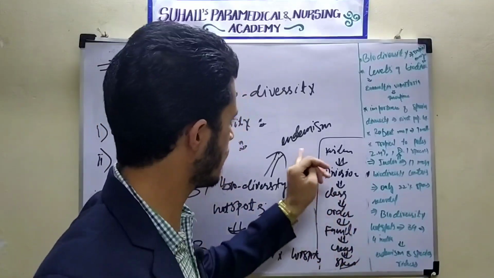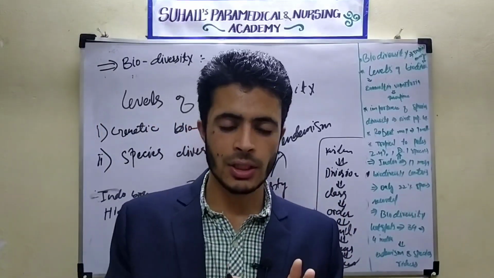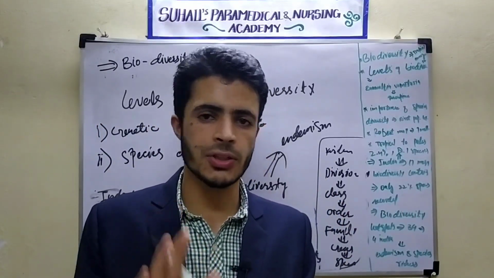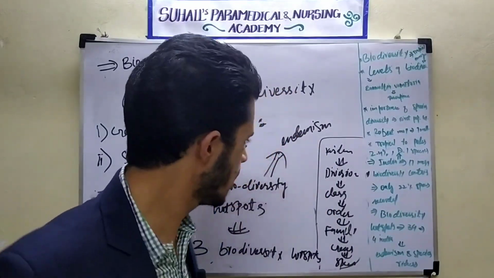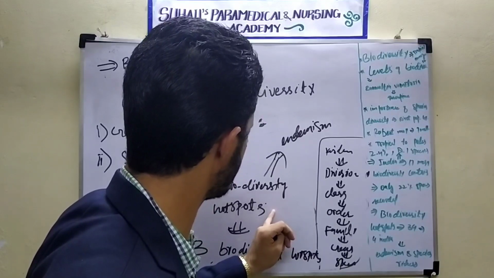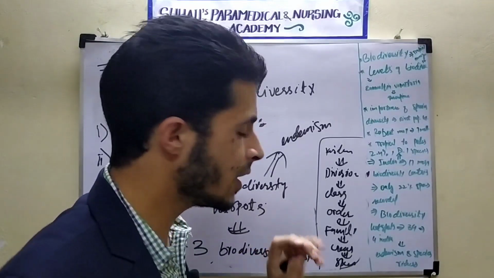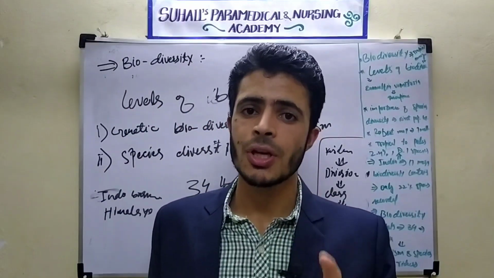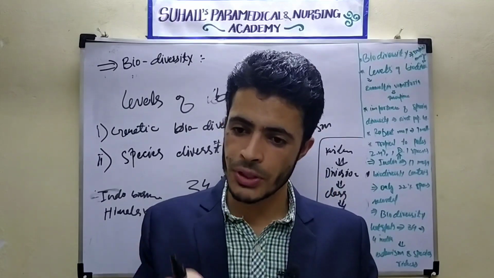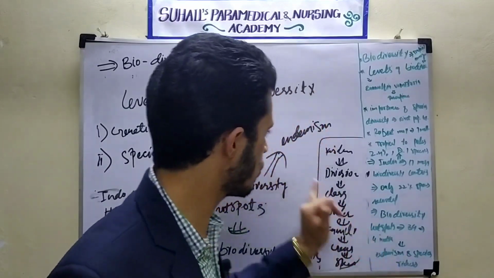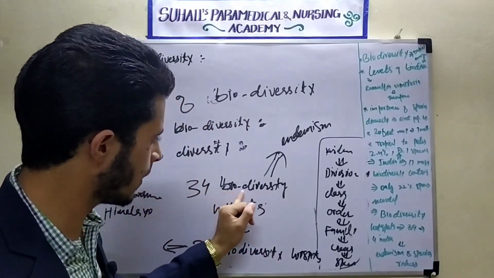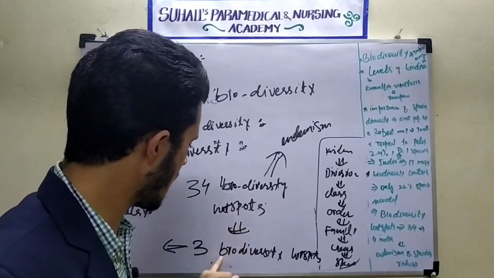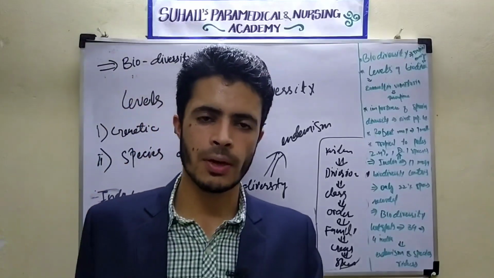So biodiversity hotspots show endemism. Second, they have a high risk of extinction. Third, these areas have the highest species biodiversity, so species are high in those areas. They are called biodiversity hotspots. There are 34 biodiversity hotspots on the earth, and India also has some biodiversity hotspots.